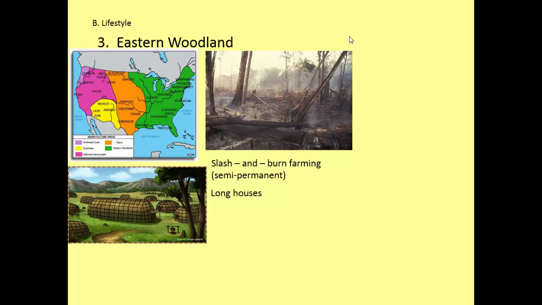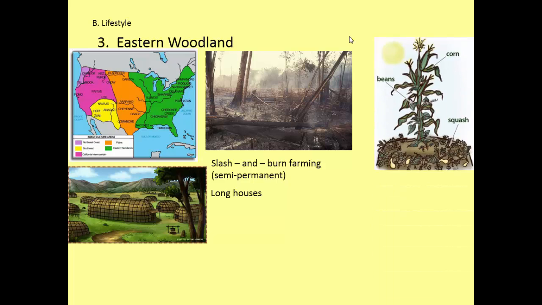And so what we see is that the eastern woodland people are semi-nomadic. They stay in one place for 2-3 years, and then when they have to, they move on to a new place and stay in one place for 2 or 3 years. And so they're not as permanent as the southwestern Indians. They don't have these permanent homes like adobes, but they have semi-permanent homes.